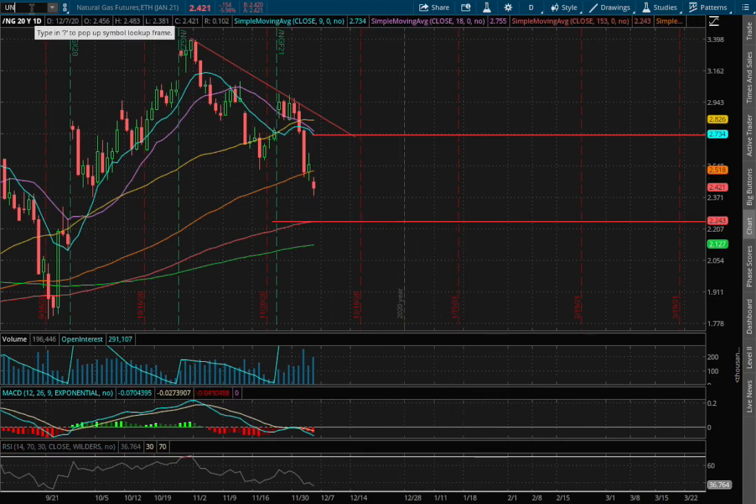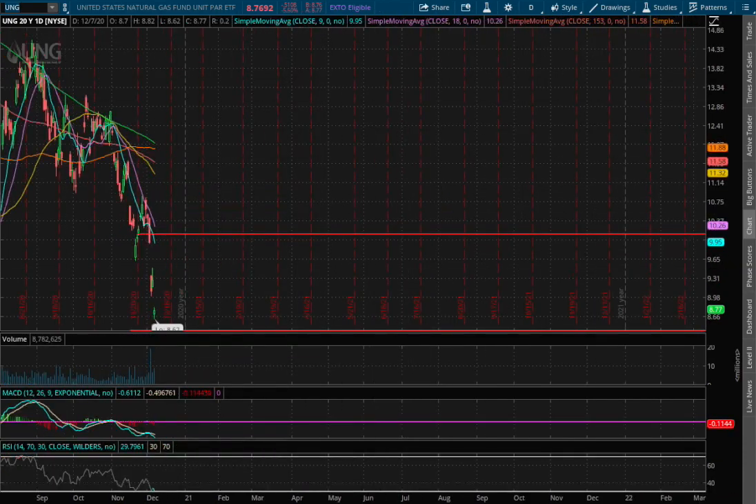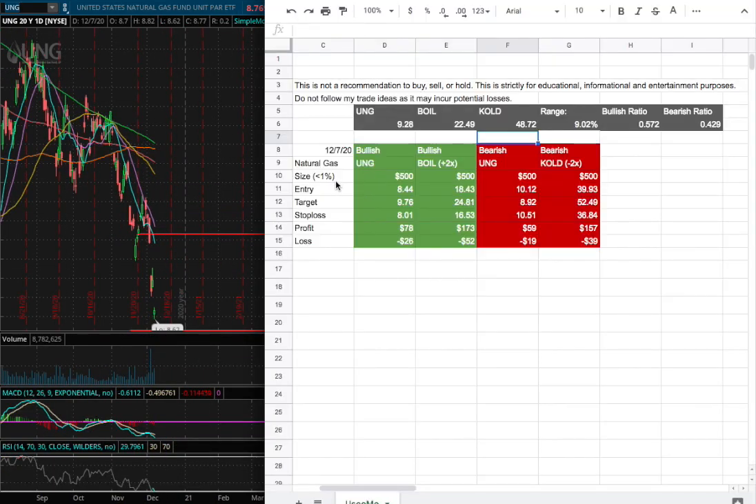As for the trade idea of the week, I'll be trading UNG, and my position size will be less than 1% of my portfolio, and my long entry is at $8.44, which is this range here, lower than what we have the lows as of now. And as for the sell target, that's $9.76, and my stop loss is at $8.01.